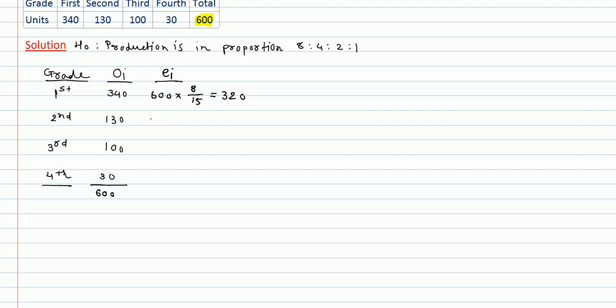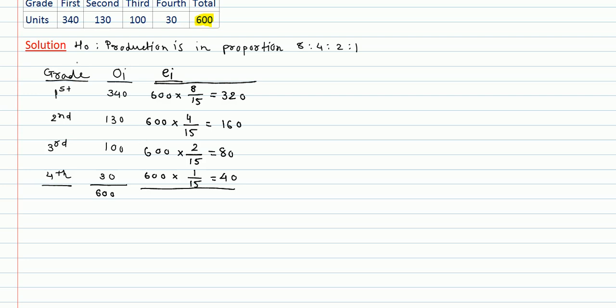Similarly, for second grade, 600 multiplied by 4 by 15, and it is equal to 160. Now, for third grade, it is 600 multiplied by 2 by 15, it is equal to 80. And fourth grade, 600 multiplied by 1 upon 15, and we will get 40. Okay, these are our expected values, EI.